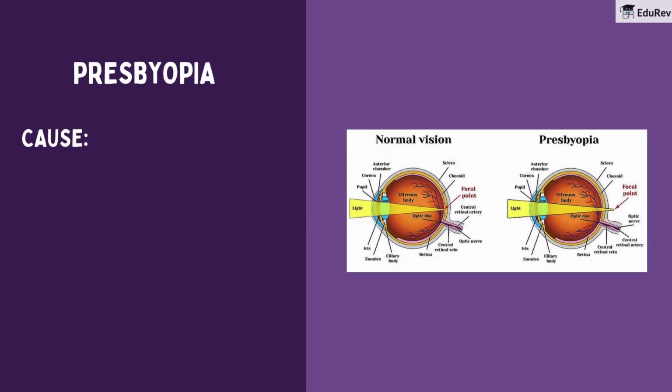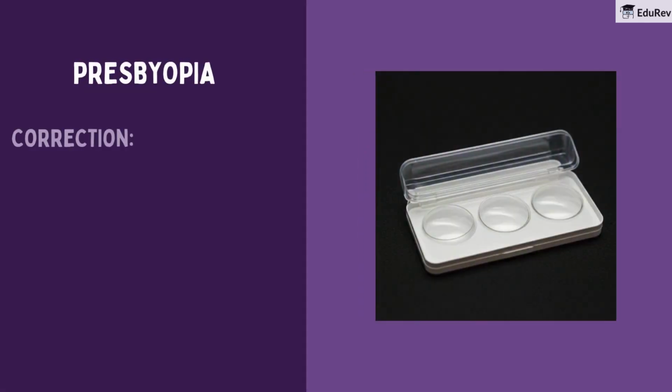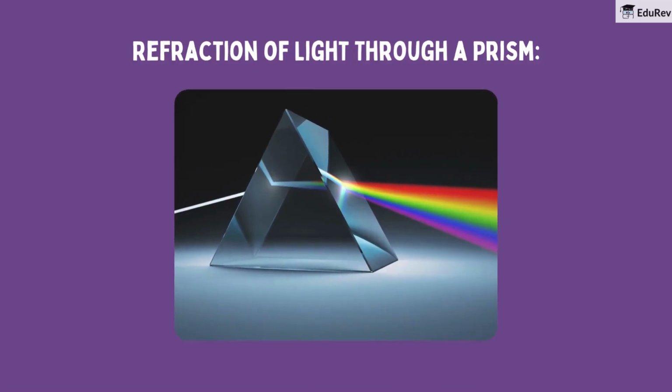Cause. Gradual weakening of the ciliary muscles and reduced flexibility of the eye lens over time results in decreased ability to focus on near or distant objects, a condition often associated with aging. Correction. Corrected with reading glasses or bifocal lenses, which have both concave and convex sections for distant and near vision, respectively. Refraction of light through a prism.